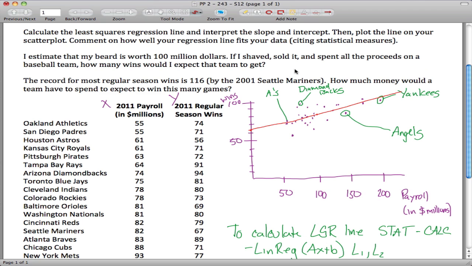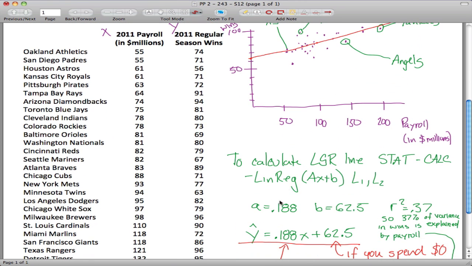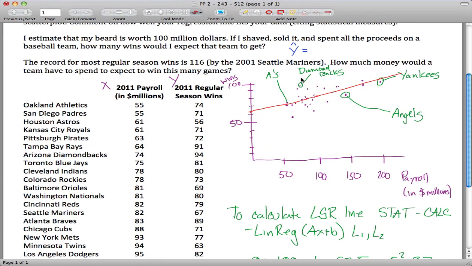Okay, so what this is saying is what is my predicted value if x equals 100? Well, I have this equation down here. So what I can do is say 0.188 times 100 plus 62.5. So if you multiply this by 100, you get 18.8, and if you add that to 62.5, you get 81.3. So what it's saying is if you spent $100 million on a team, you'd expect 81.3 wins. The record for most wins is 116.